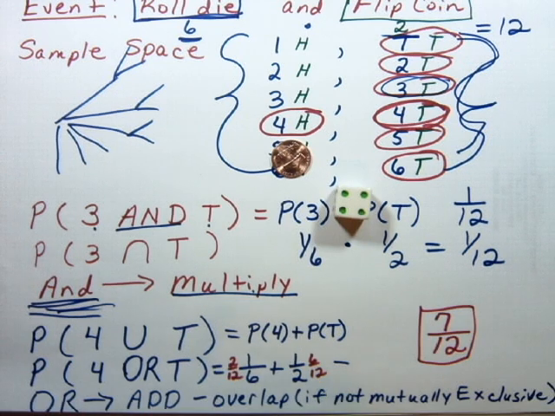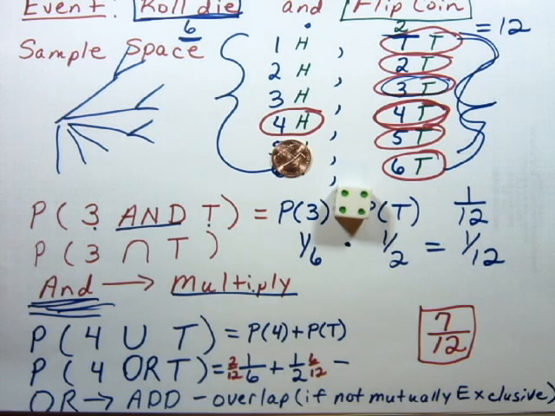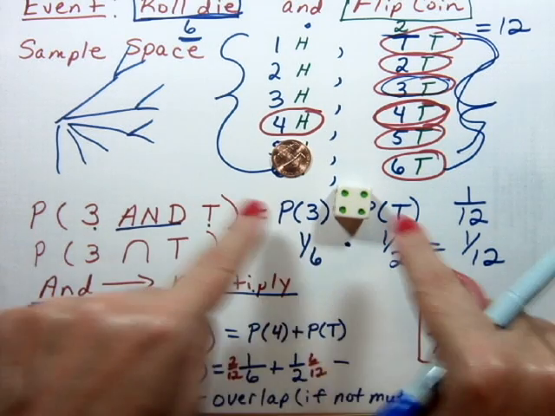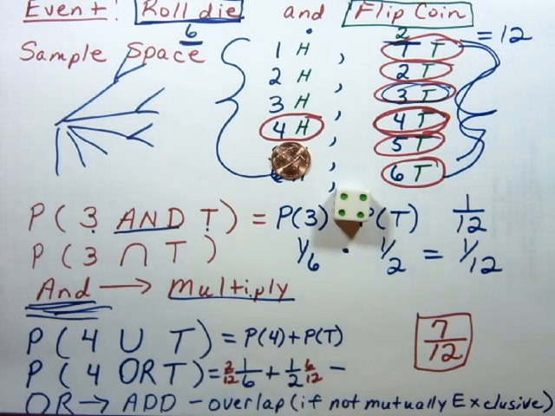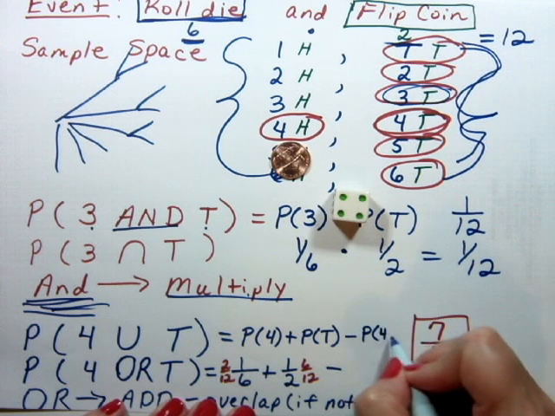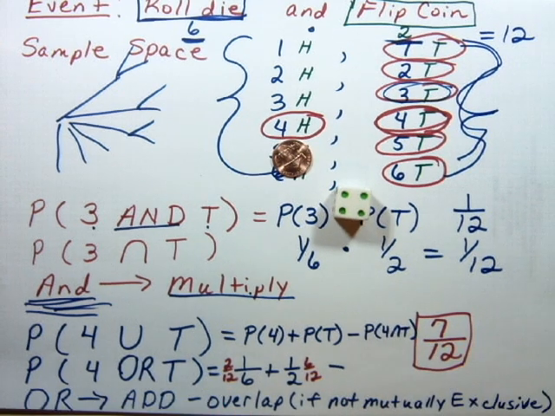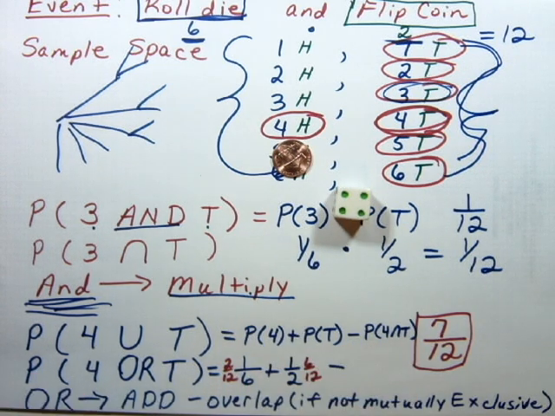But if you're looking for the probability of getting 4 or tails, you need to say, well, I could get 4 and tails. If you can get 4 and tails at the same time, then you're going to count it twice. So what do you have to do? You have to take away the probability of 4 and tails. That's your formula. I'm going to write your formula in this space. Oh, this is getting messy.